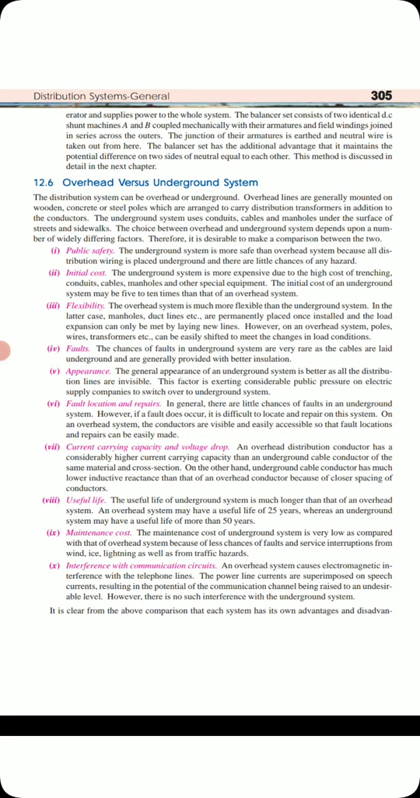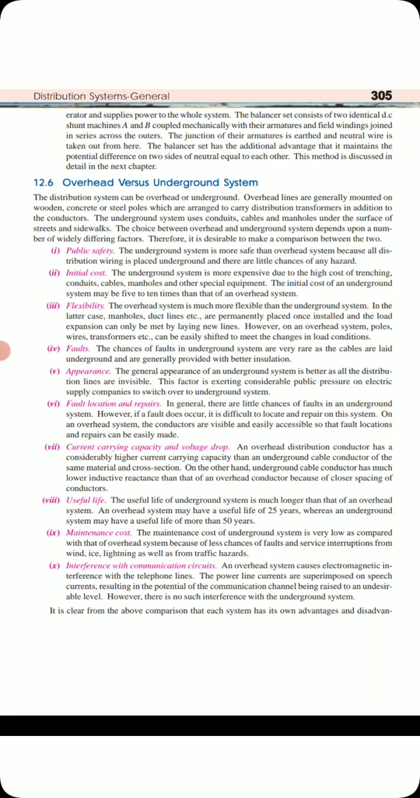The overhead system is much more flexible than the underground system. Obviously, because if there are any changes of connection or any last-moment change of idea to change the place, it is very easy in the overhead system. But in the underground system it is not possible. Initially our plan is that we have to fix it there only, and if any changes are to be made, it is a little bit difficult compared to the overhead system. So flexibility is not much as compared to the overhead system.